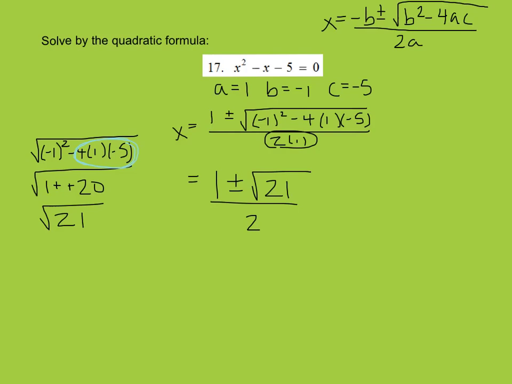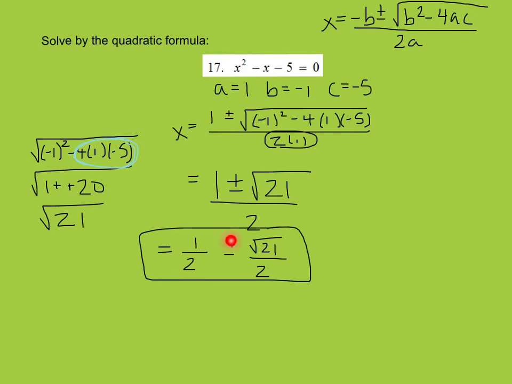Now, I don't have to break it up into my plus or minus case. What I am going to do here, though, is break it up into the real part and the radical part. So I have 1 over 2 plus or minus square root of 21 over 2. That's going to be my answer. Yes, there are 2 answers there. I can just leave them together. I don't have to worry about the plus or minus options here.